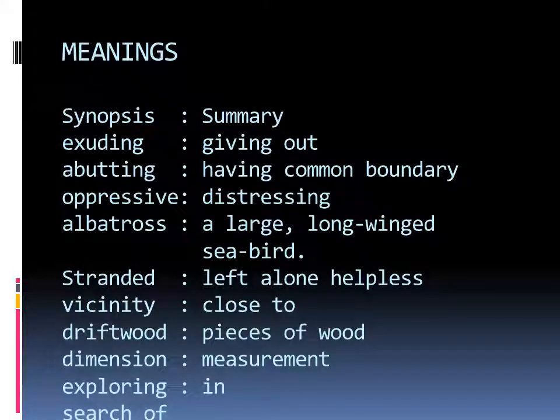Before we continue the lesson, let us go through the meanings. Synopsis means summary; exuding, giving out; abutting, having a common boundary; oppressive, distressing; albatross, a large long-winged seabird; stranded, left alone helpless; vicinity, close to the area; driftwood means pieces of wood; dimension, measurement in geometry; exploring, in search of.